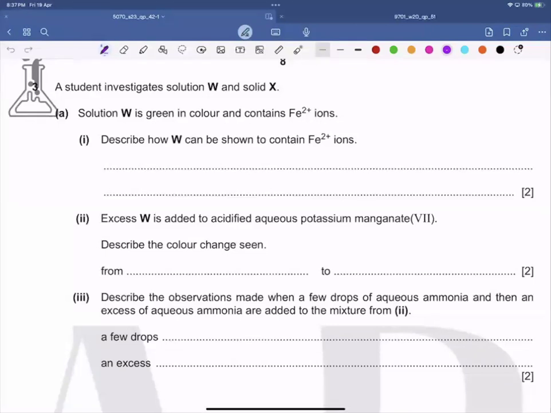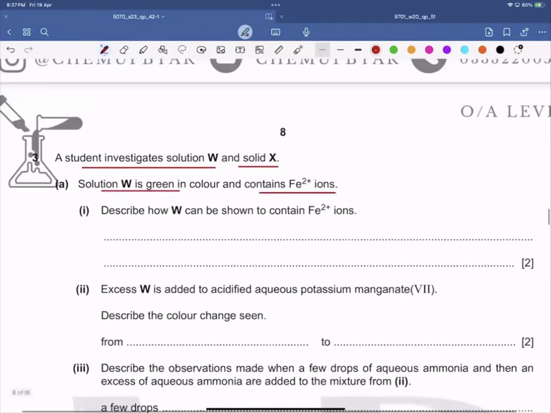Okay. So a student investigates solution W and solid X. Solution W is green in color and contains Fe2 positive ions. Okay, so that is a very important thing for you guys to understand. For paper 2 and paper 1 as well, because in paper 2 and paper 1, they didn't give you these tests. So remember, if iron 2 positive ions are present in the aqueous solution, then you are going to observe the solution is green or pale green.